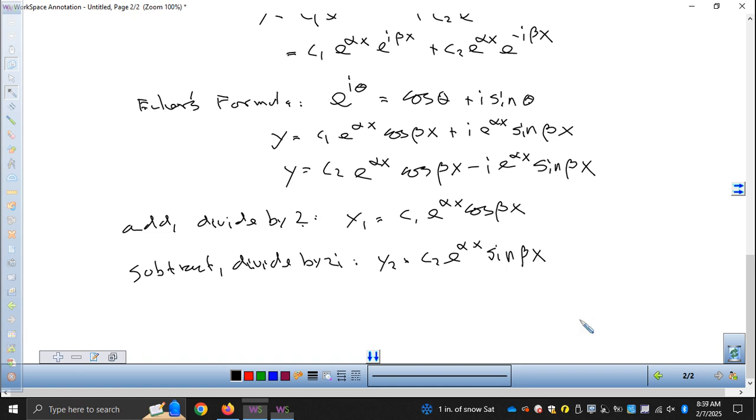Yes? Wait, why don't we just add them together so that those things cancel? That's what we did for the first one. We added them, and then divided by 2, and got this one. But we also have the possibility of this sine solution. That's why we subtract them and divide by 2i to get the sine. Because we know we need a two-parameter family of solutions for a second order differential equation.